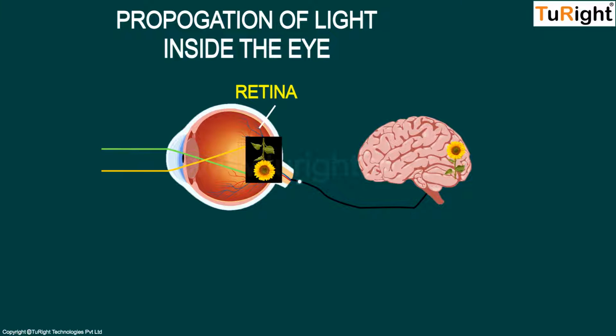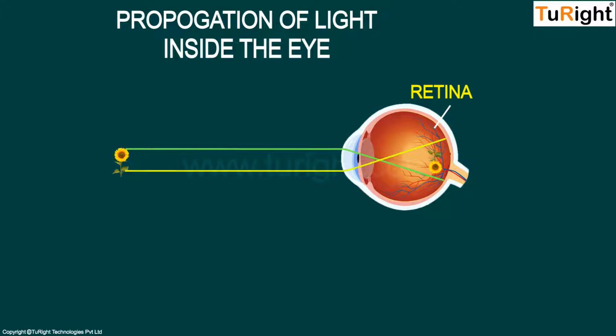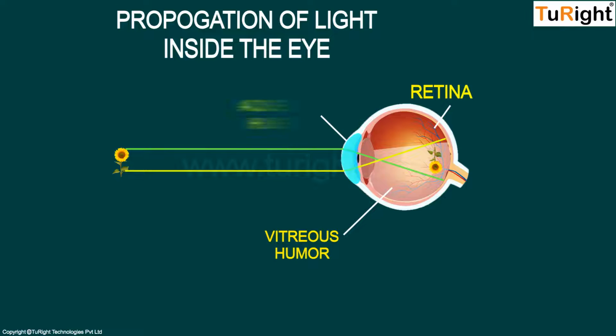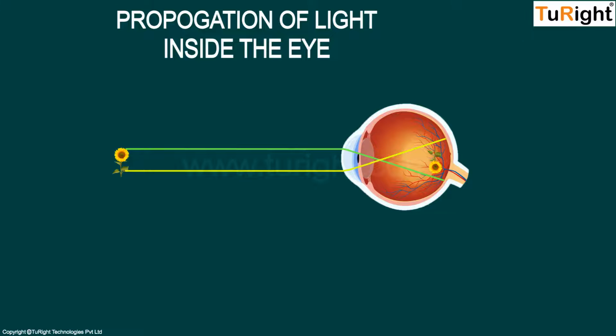We know that these light signals travel through the optic nerve as impulses to this part of the brain. It's known as the occipital lobe. However, before this light falls on the retina, it first travels in the space between the retina and the lens. This space is filled up with another transparent fluid called vitreous humor. Yes, there is aqueous humor between the cornea and the lens, and there is vitreous humor between the lens and the retina. So this is how the light travels inside the eye.